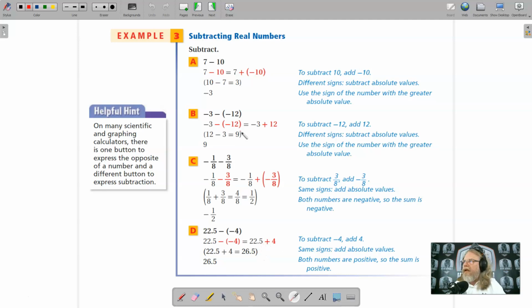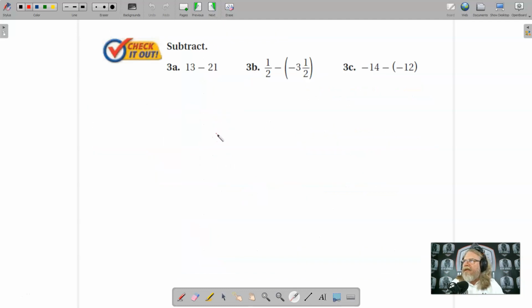So let's look at a couple practice examples here. Let's just go ahead and do, I don't want to mess with fractions. Keep it a short video. I guess I could. Let's just go ahead and do 3b. We'll do 3b only, and we'll leave the other two alone.